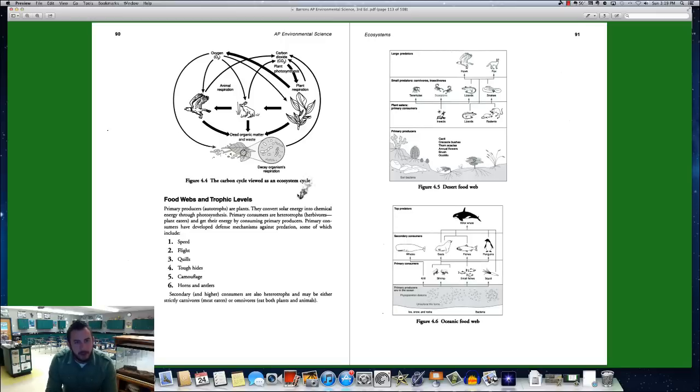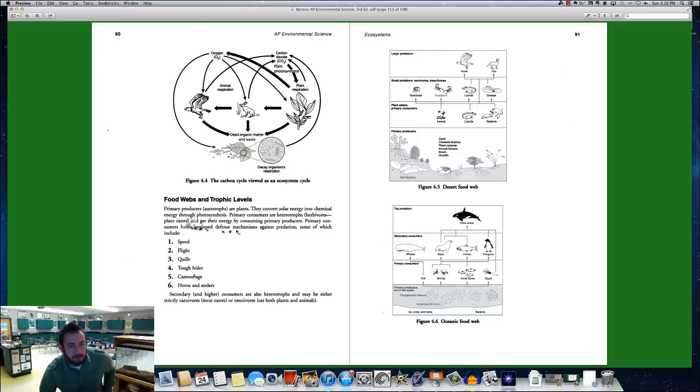They convert the solar energy into chemical energy through photosynthesis and into glucose molecules. Primary consumers are heterotrophs, or the herbivores that just eat the plants, as in the rabbit here. And they get their energy by consuming just primary producers, which are their plants.